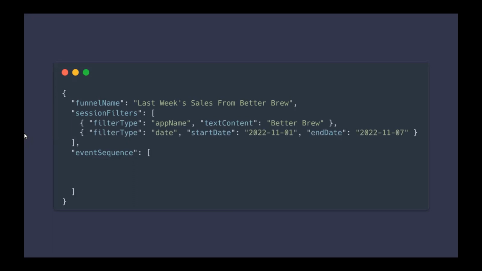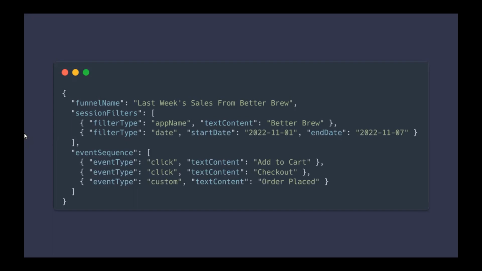The event sequence defines the conversion path. In our case, the conversion is a sale, and the conversion path consists of a click on Add to Cart, followed by a click on Checkout, followed by a custom event called Order Placed. And that's our funnel. It's important to note here that there's no limit on the number of events in the event sequence. Supporting this functionality proved to be the central challenge in implementing funnel execution.